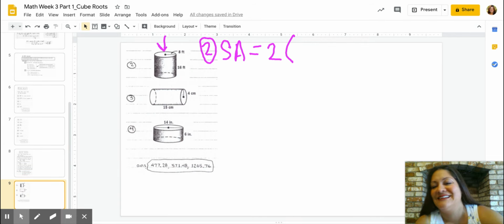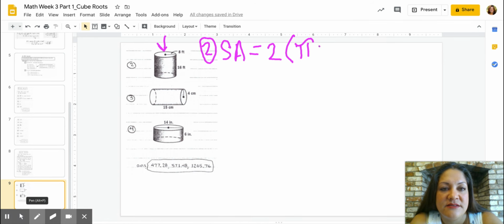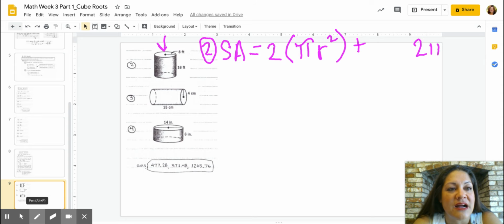All right, pi r squared. So that's pi times radius squared, plus, if we were to unwrap this thing, there'd only be one rectangle. So there's only going to be one, and it is length times height. Our length is the circumference, which is 2 pi r. So there we are, 2 pi r times the height.